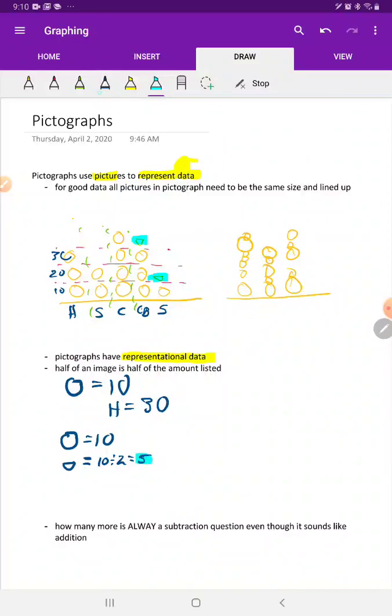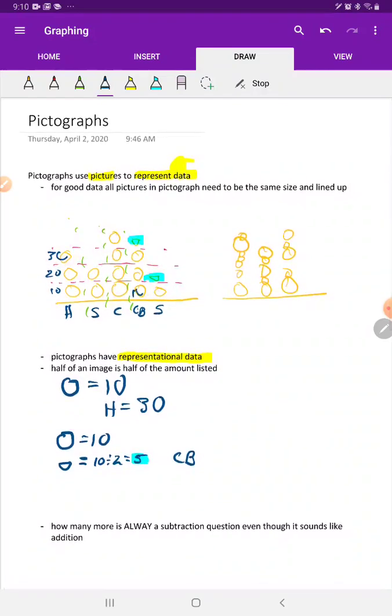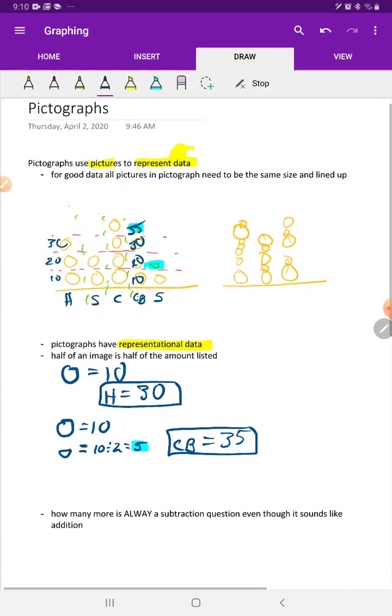So now if we wanted to figure out, well, how many cowboy hats do I have? I have to go 10, 20, 30, 5. So cowboy hats is 35. Do you see that difference? Now, in this case, I said that the circle represented 10, but it doesn't have to. It might represent something else, and you'll see that on the next one, okay?